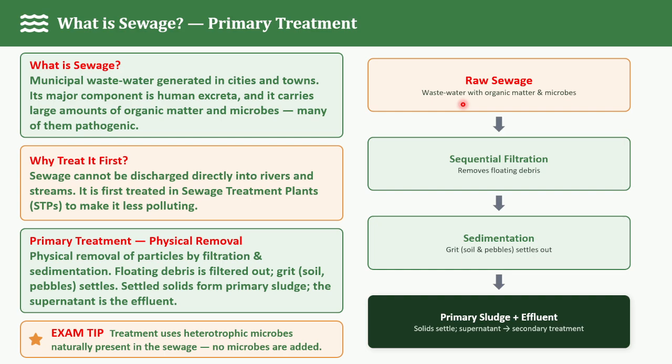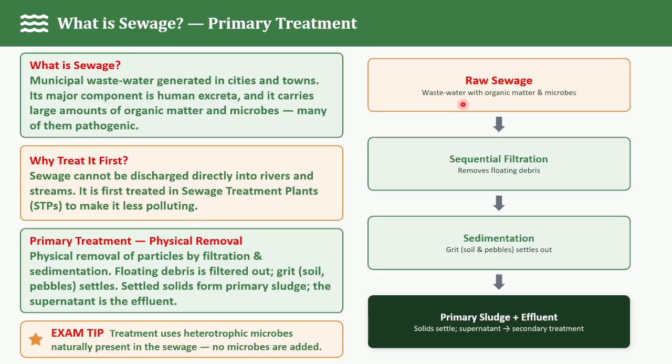So what will be done in the filtration? Floating and large particles are removed by sequential filtration, for example floating debris and large solid particles. And what happens in sedimentation? The remaining heavier particles are allowed to settle down. We know when we have water at home, if any sand or particles are there, those sand particles will settle down. The same process is happening here also. So what type of particles settle here? Soil, small pebbles and also grit settle at the bottom.